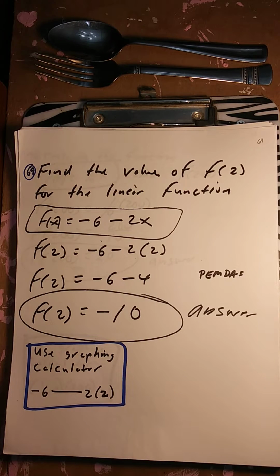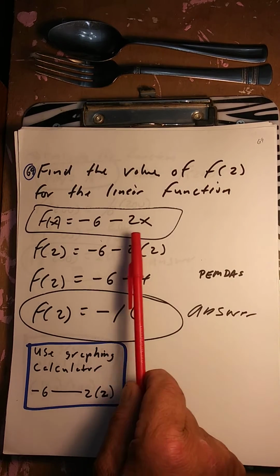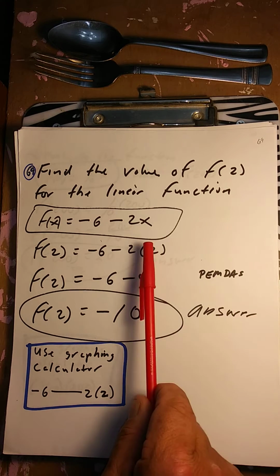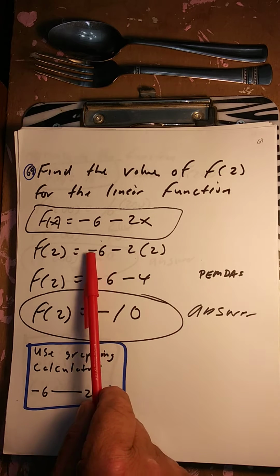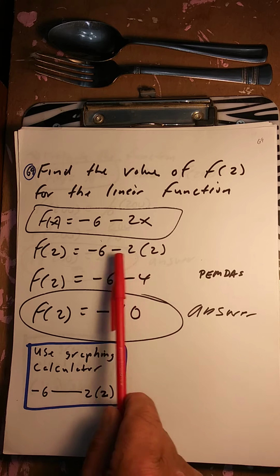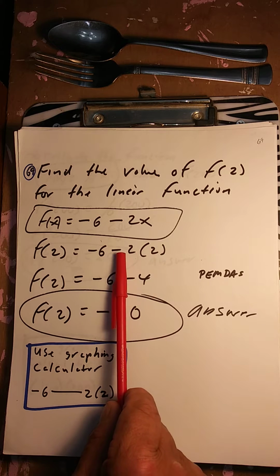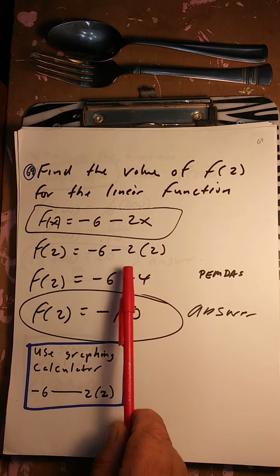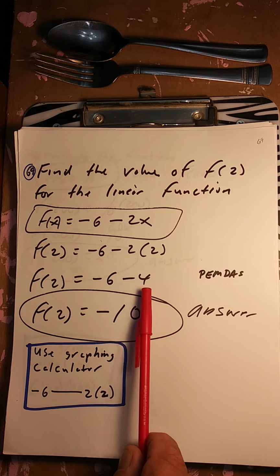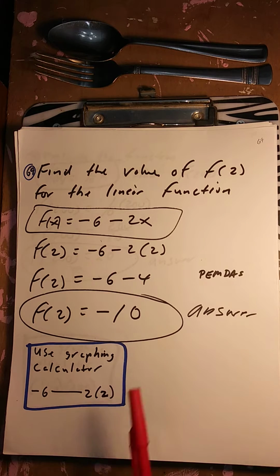Find the value of f of 2 for the linear function. So put the 2 in there, just a regular 2. But again, do we subtract or do we multiply? We multiply first, this right here. So a negative times a positive is a negative. So we have negative 6, and negative 4 together is going to give you a negative 10.